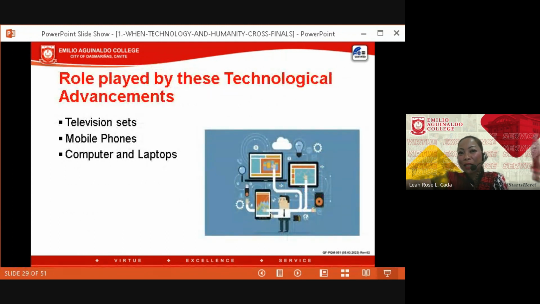What is the role played by these technological advancements? So we've already named three devices earlier: the television set, the mobile phones, the computer, and the laptops. Okay, kaya nga laptop ang name niya because the inventors wanted a portable desktop. Ang bigat kaya ng desktop, bitbitin mo kahit saan. Hindi kaya siya feasible, di ba? So, a laptop would be more convenient and better. Kasi, you could work anywhere, anything. Okay? Laptop, the idea is you're going to rest the computer on your lap.